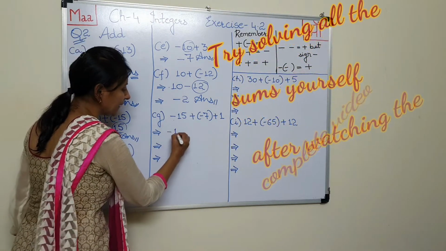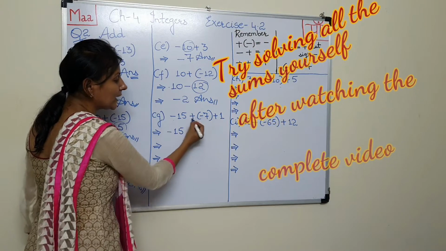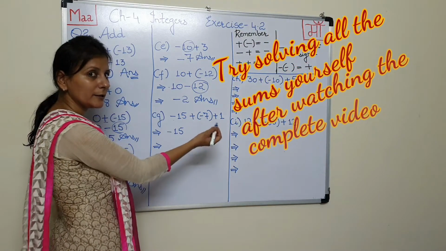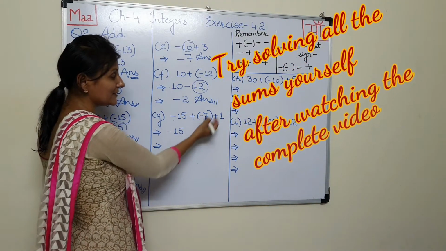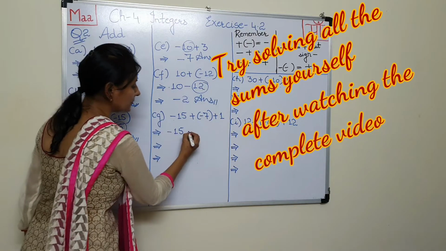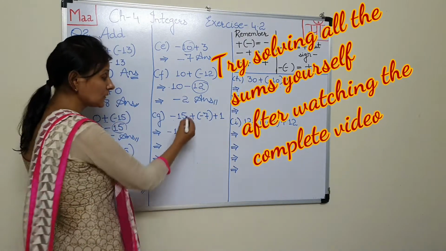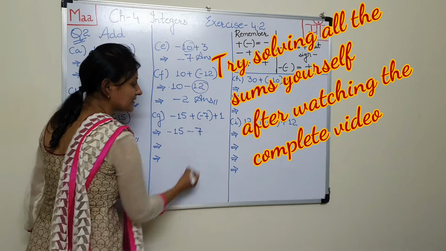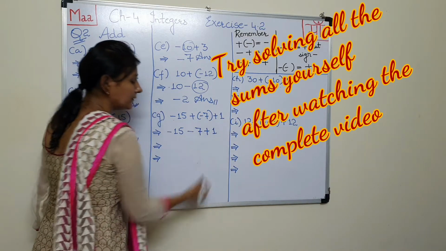First of all you will write minus 15 only. Again we are having here two signs. So we will convert it into one sign. Plus outside, minus inside. Plus minus is minus. So after solving we will get minus sign. Minus 7 plus 1. Okay.